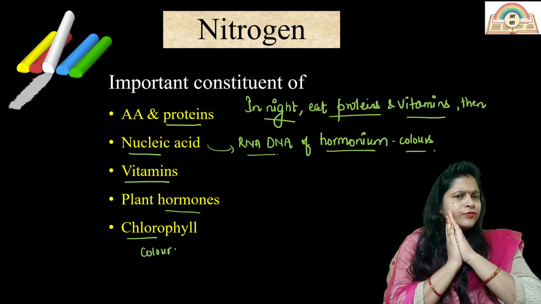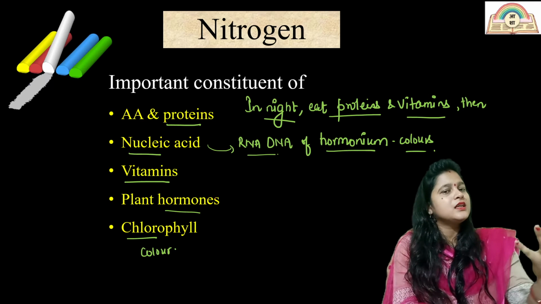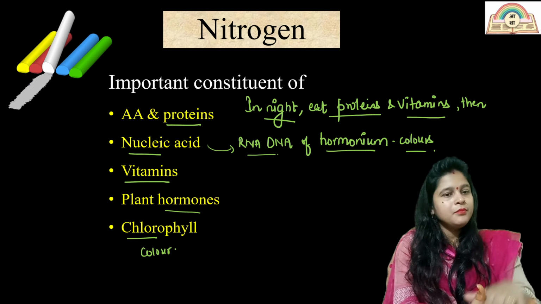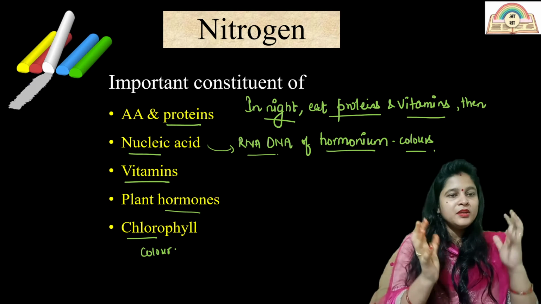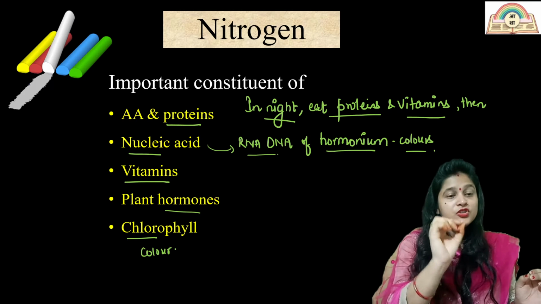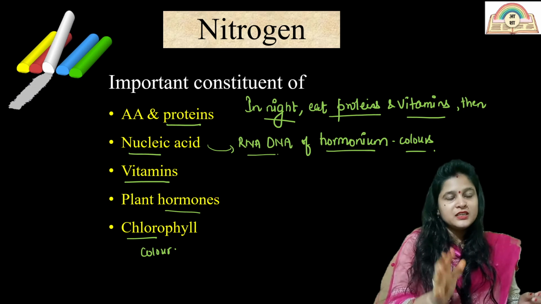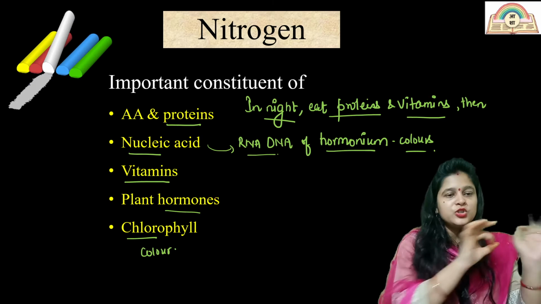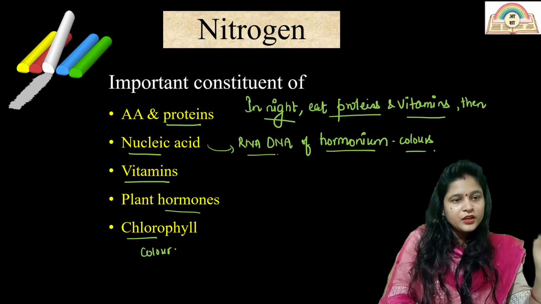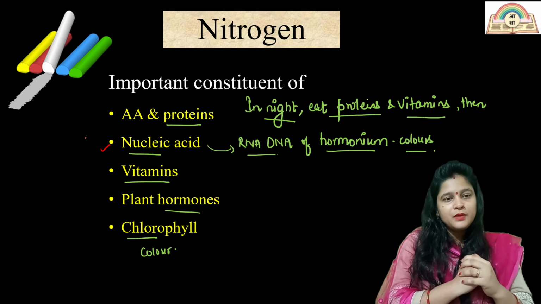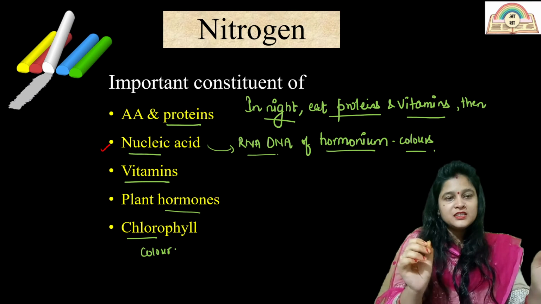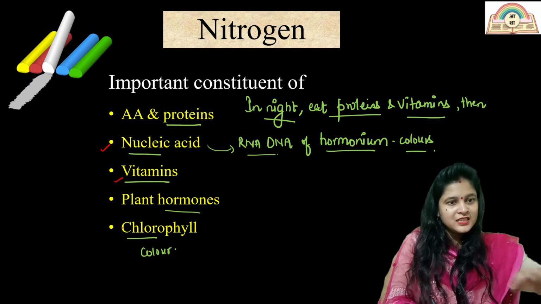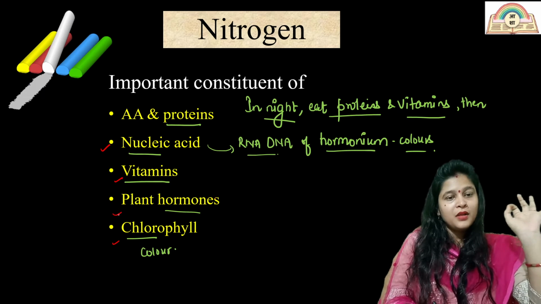And where it's present, means it is the constituent of which things? You know that nitrogen is present in amino acids. In biomolecules, we study that amino acids have a group called amino group, NH2. So N is there, that is nitrogen is there. And if amino acids have nitrogen, then proteins also have, because proteins are the chains of amino acids. Second thing, nucleic acids. You know that nitrogenous base has nitrogen, and nitrogenous base is present in nucleic acids, that is RNA and DNA. Now, some vitamins have this, and chlorophyll have this, and plant hormones.